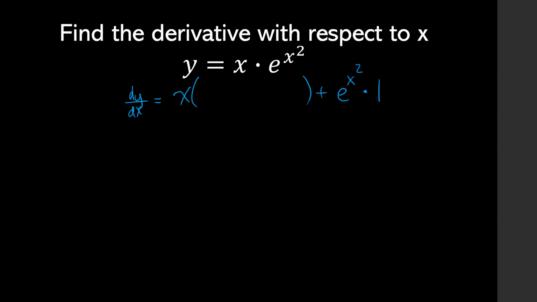All right, so now I'm just going to go back and fill in the derivative of e to the x squared. The derivative of e to a power is e to that same power. Our power is x squared, which has a derivative, a rate of change, of 2x.